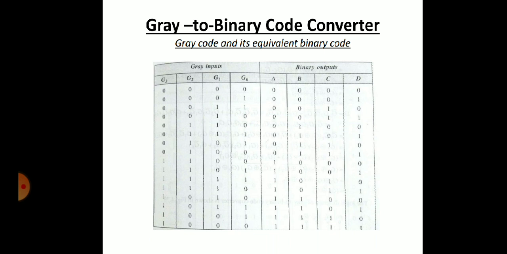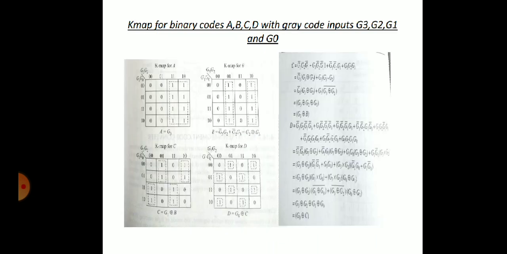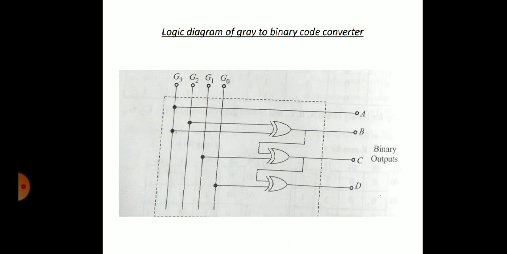After that, you will do the K-map. The variables will be G3, G2, G1, G0, and you will do the K-map for A, B, C and D. Using these 4 expressions, you will draw the logic diagram of gray to binary code converter. Again, you can see the rules here. G3 is directly written A.